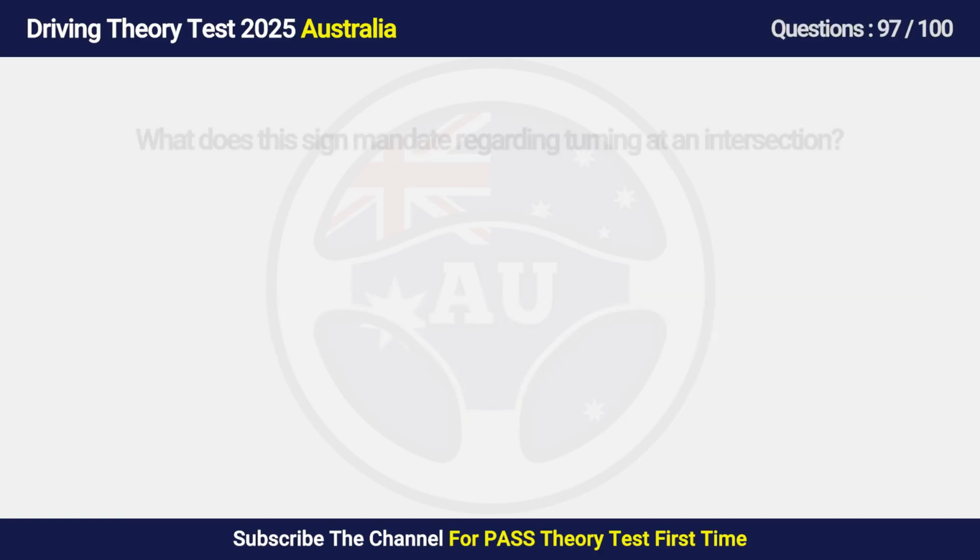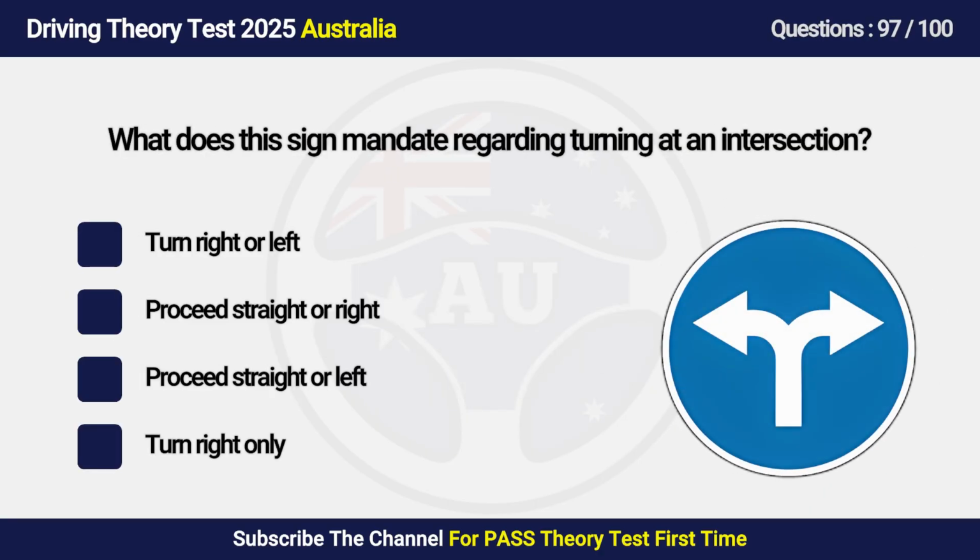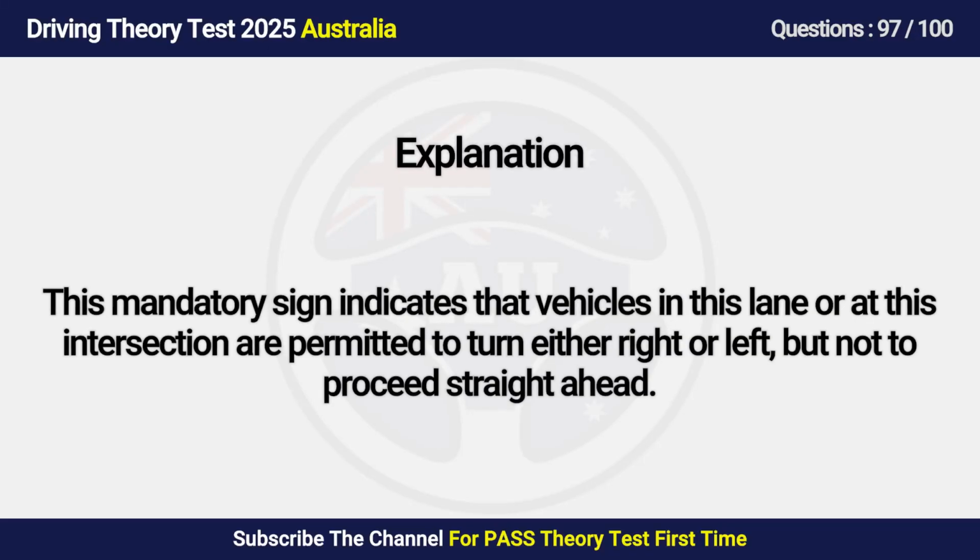Question 97. What does this sign mandate regarding turning at an intersection? A. Turn right or left. B. Proceed straight or right. C. Proceed straight or left. D. Turn right only. Answer is A. Turn right or left. This mandatory sign indicates that vehicles in this lane or at this intersection are permitted to turn either right or left, but not to proceed straight ahead.